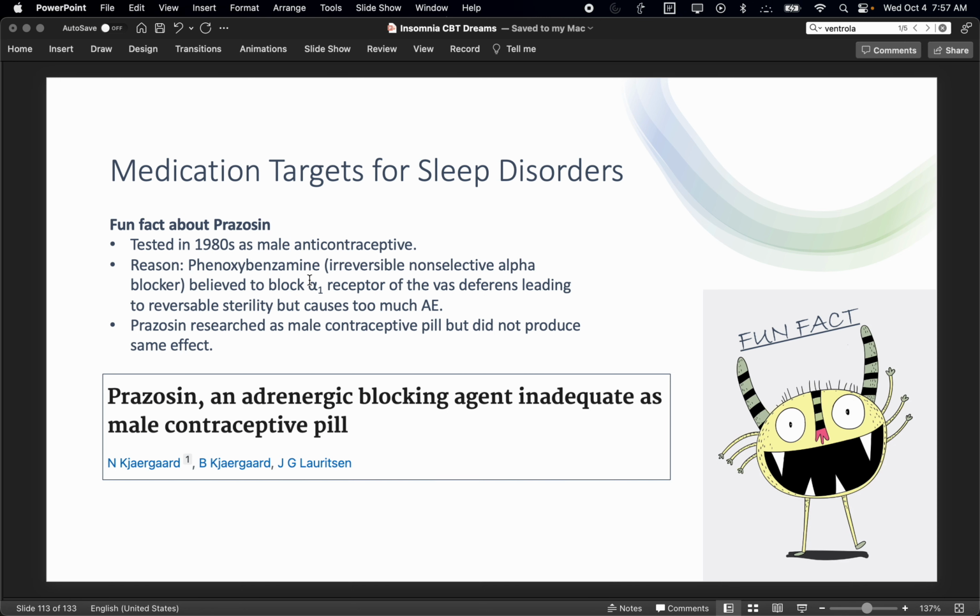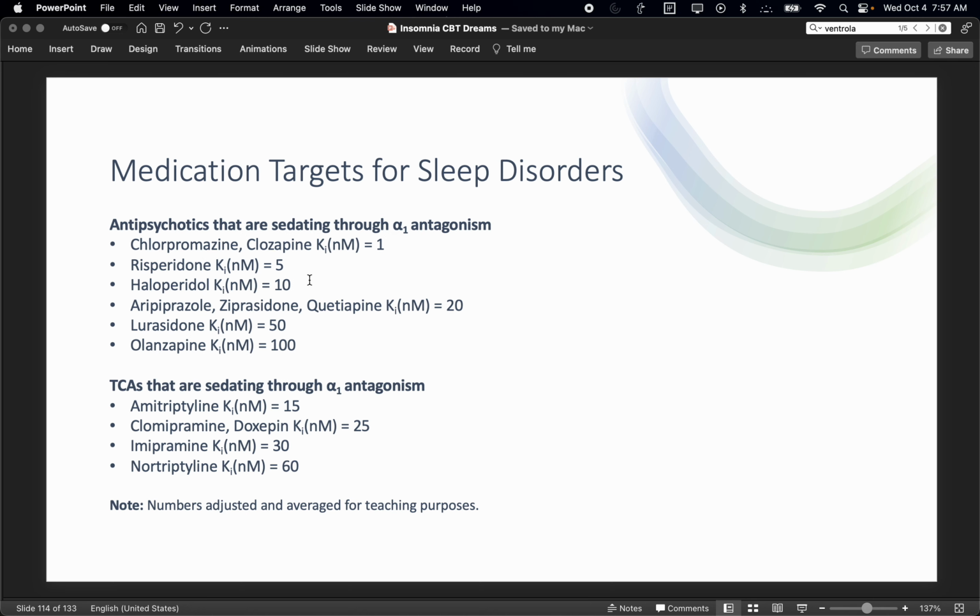So, fun fact, when I was researching this stuff, prazosin at one point was tried as a male anti-contraceptive. Because there was another one that was an irreversible, non-selective alpha blocker that was believed to block alpha-1 receptor at the vas deferens, leading to a reversible sterility. Be kind of cool if that would have been an option at some point. But when they tried prazosin as a male contraceptive pill, it did not produce the same effect. So apparently it has to be non-reversible for that to work. And the non-reversible had lots of side effects, so we don't do it.